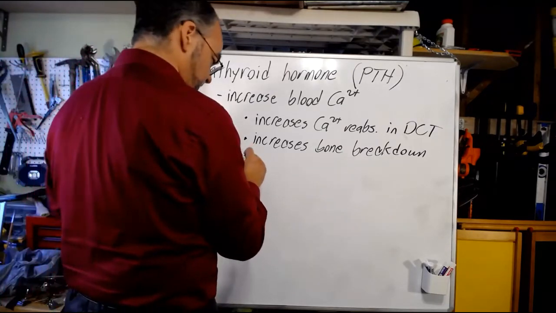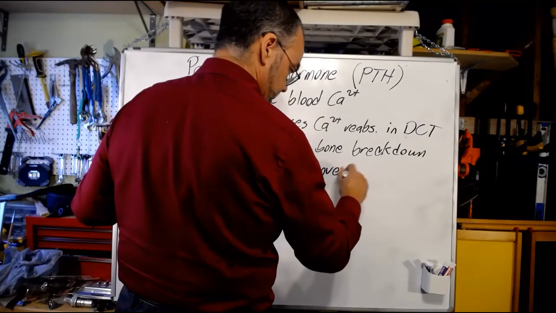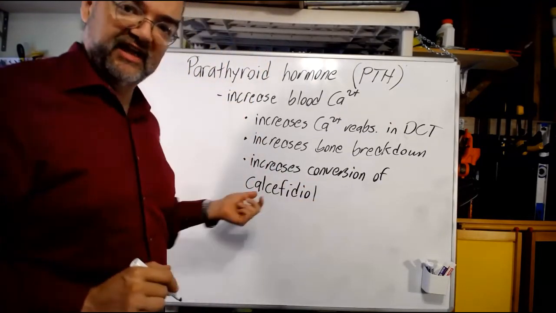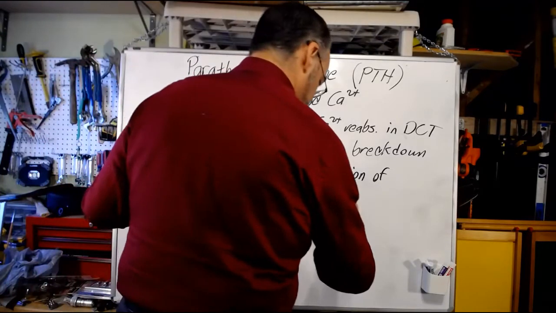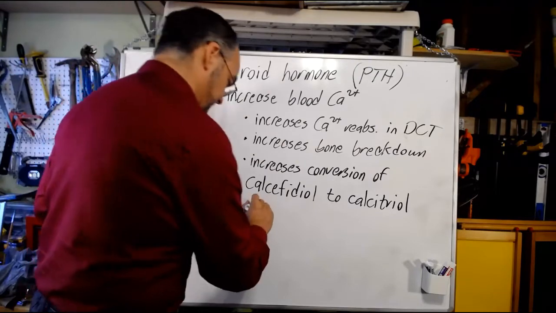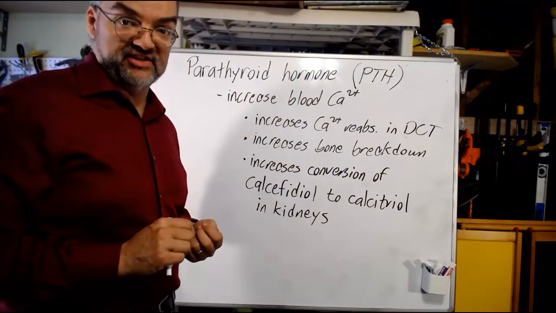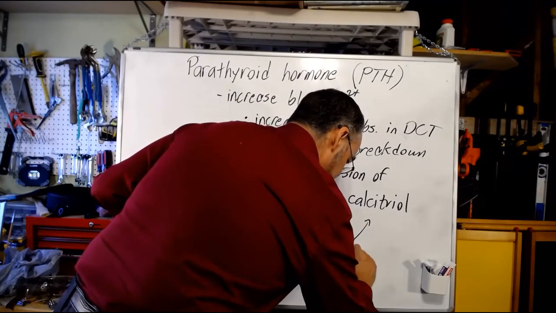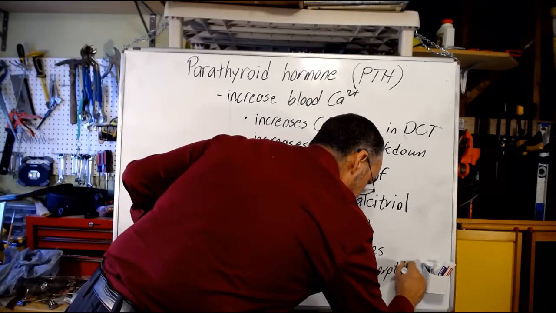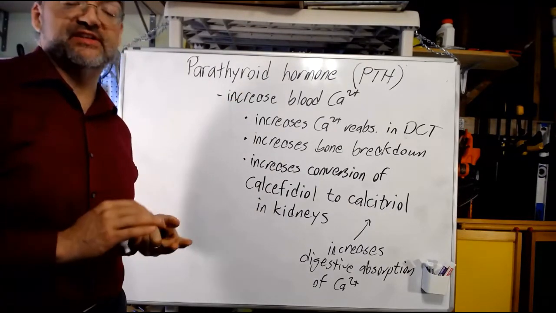The third one is sort of an indirect mechanism. It increases the conversion of calcifediol, which is an inactive form of vitamin D, to calcitriol, which is the active form of vitamin D, in the kidneys. And calcitriol increases the absorption of calcium from the digestive tract. So this increases digestive absorption of calcium. So in all of those cases, the action of parathyroid hormone is to increase the amount of calcium present in the blood.